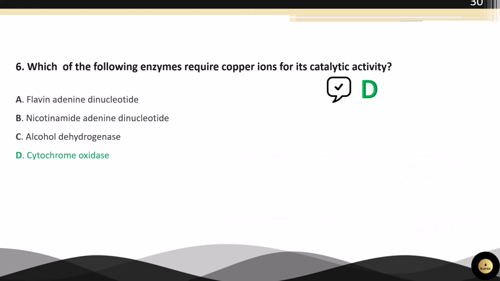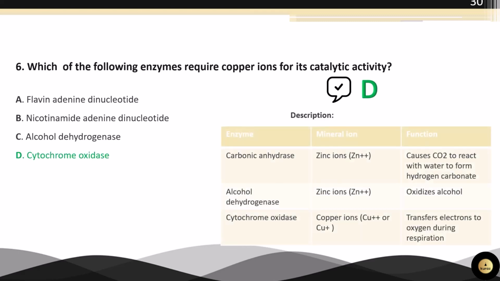Cytochrome oxidase. The enzymes carbonic anhydrase, alcohol dehydrogenase, cytochrome oxidase, their mineral ions and their function can be summarized in this table.